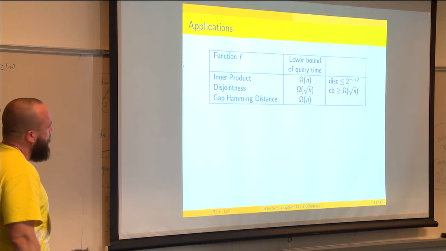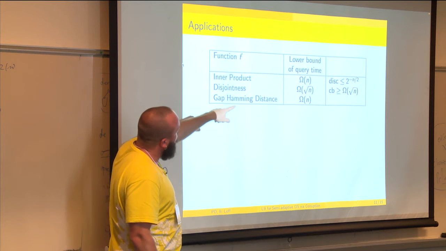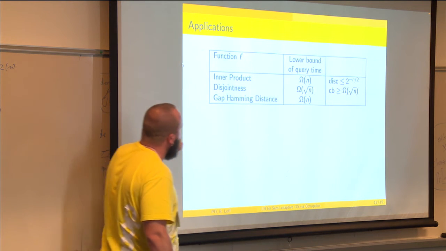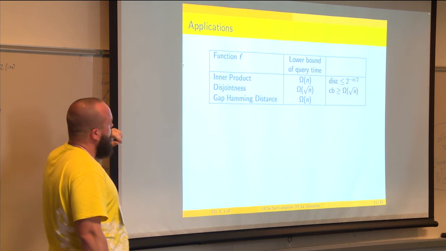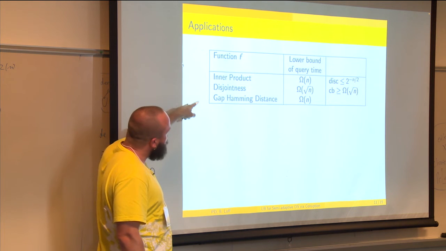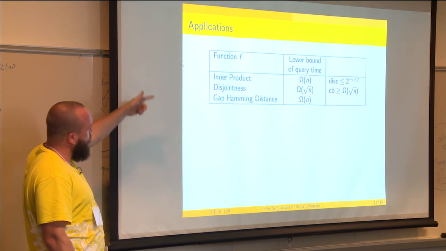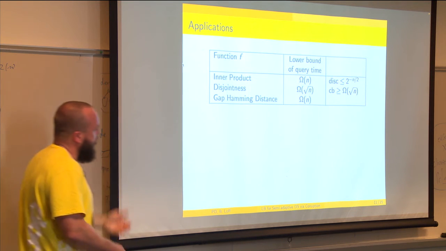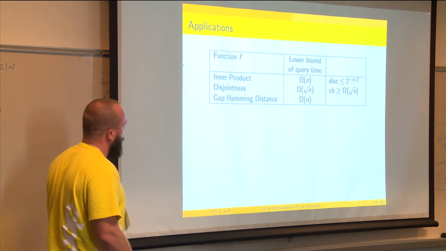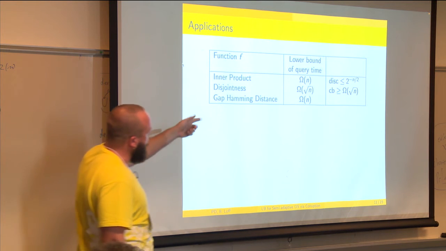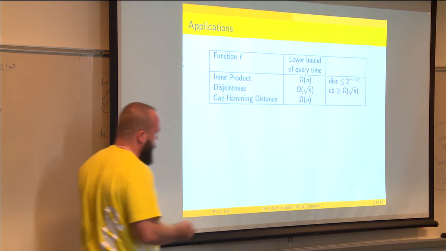Just for applications of our theorem, we have a linear lower bound of query time for inner product, because inner product has a small discrepancy. We have a square root of n lower bound for disjointness, the same result as Omri and Dianghe, and it's because it has a large corruption bound. We have a lower bound for gap Hamming distance, and it's done through some reduction from other functions.